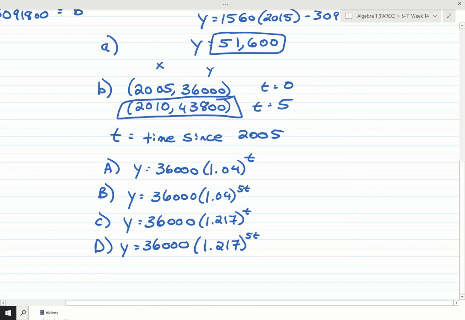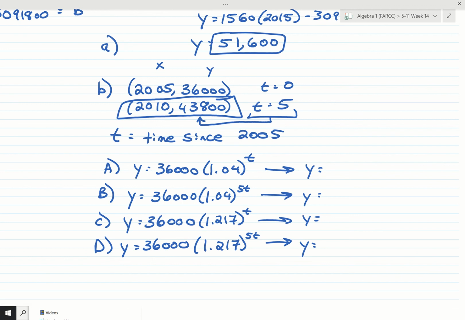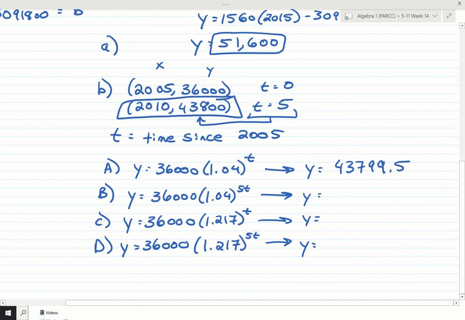I'm going to plug in 5 for t, and we're going to see which of those options gives us the closest to 43,800. So I'll type them into my calculator, and I'll write down what it is. I'm going to put 5 in for t. So 36,000 times 1.04 to the 5th power. My calculator is telling me that this is 43,799.5. Well, that's close to 43,800.